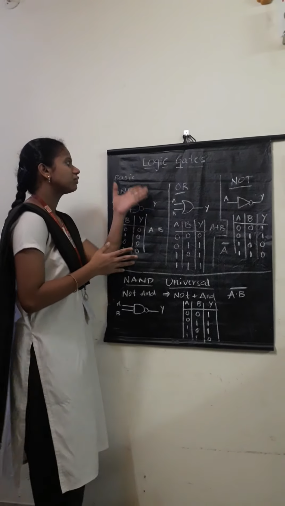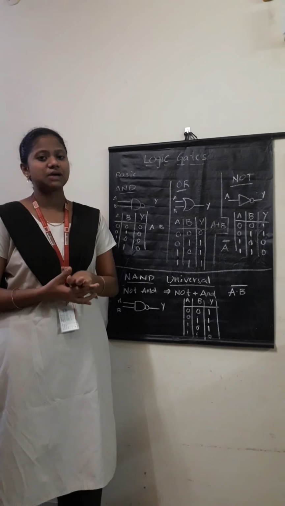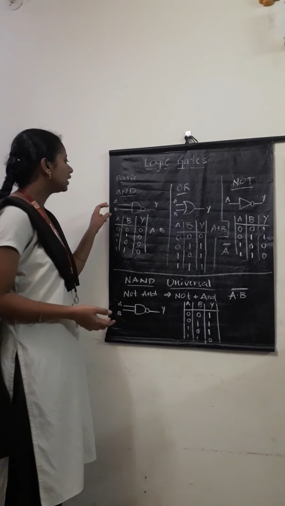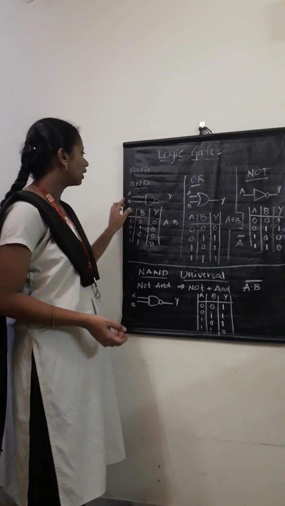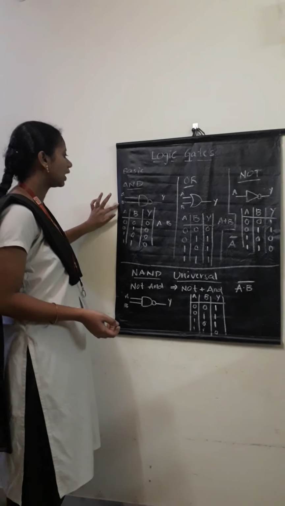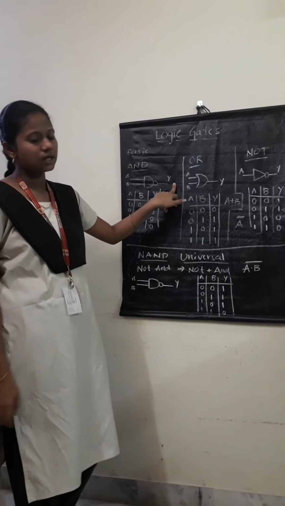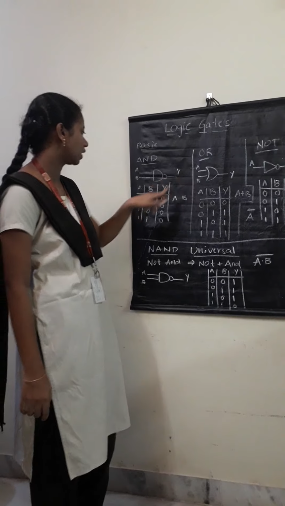Here logic gates are of three types. First one is basic types. In basic types there are three subtypes: AND, OR and NOT. AND. This is the logic gate design of the AND. Here we have two inputs A and B, and the output we get is Y.